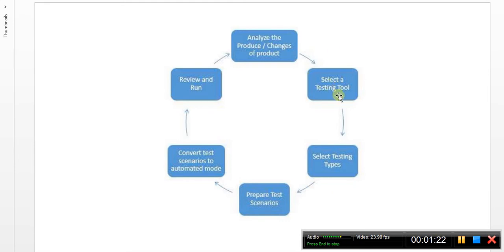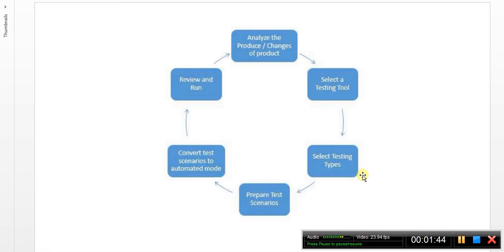Once the tool has been selected, you have to select the type of testing that you are planning to perform in automation. Normally, regression testing, smoke testing and load testing will be conducted in automation testing because those types of testing take longer if a user does them manually.